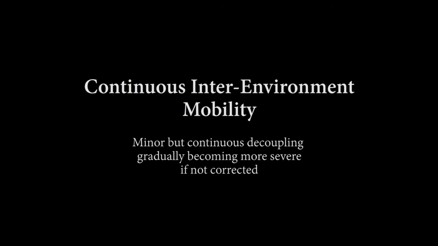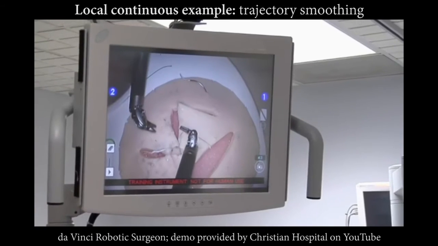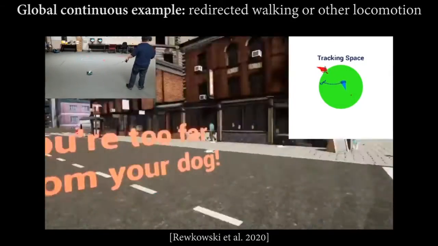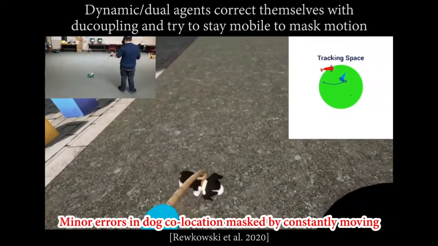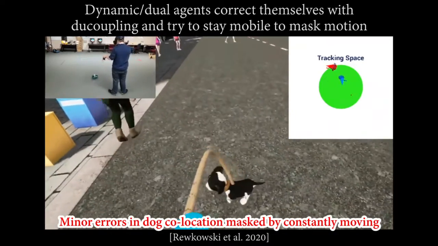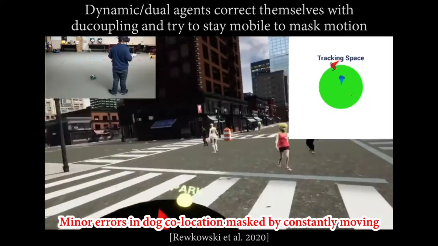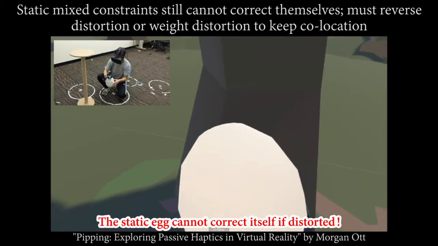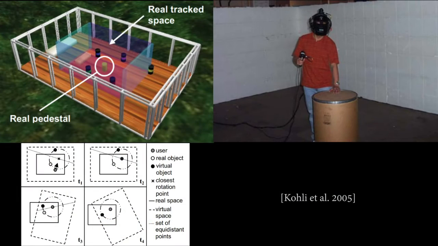If there is continuous mobility, the agent's bodies can slightly decouple, but slightly enough that it can be continuously and quickly corrected. Again, this can be local or global. A local example would be trajectory smoothing, like with surgical robots. A global example would be a locomotion method like redirected walking. These cases require one of the agent's bodies to move to the other as fast as the decoupling occurs, possibly keeping both bodies in motion to mask the discrepancy as this robot dog does. Once again, if both bodies are static, then little can be done besides undoing the decoupling or weighting it to keep the important objects co-located, as this passive haptic example does.